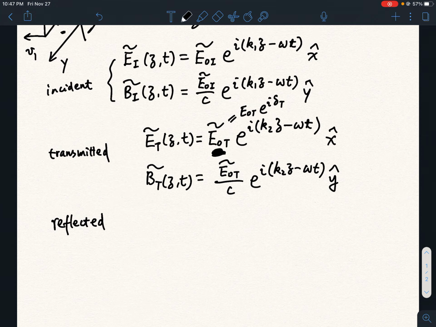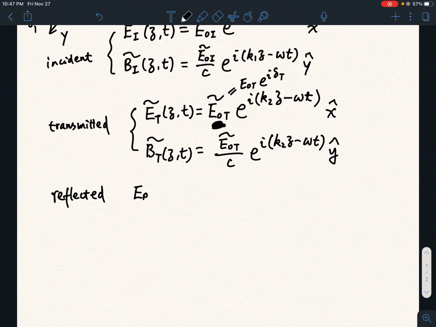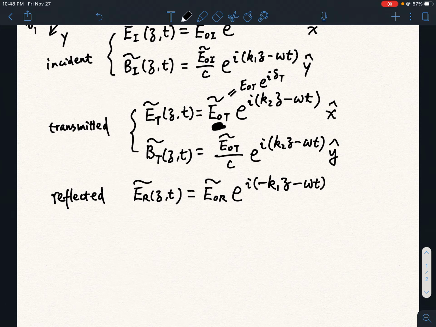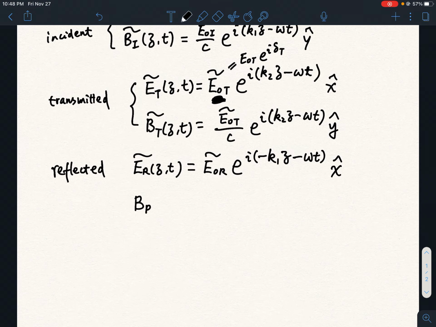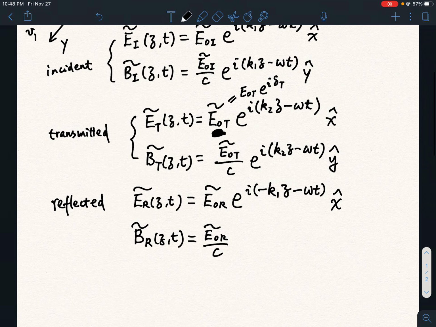Then we also have the reflected wave. Remember, it now propagates along the minus z direction, and as we described before, for waves propagating in the negative z direction, we only need to change the sign of the k z term, and we don't need to change the omega t. Then we also have the magnetic field, E0R divided by v1. Sorry, this should not be c; we should consider v1 and v2.